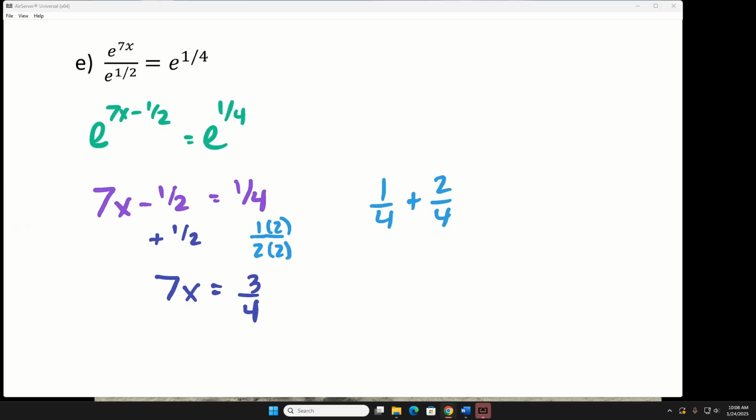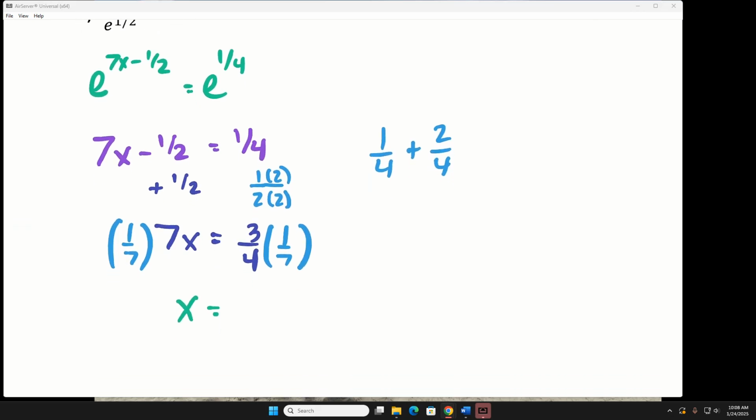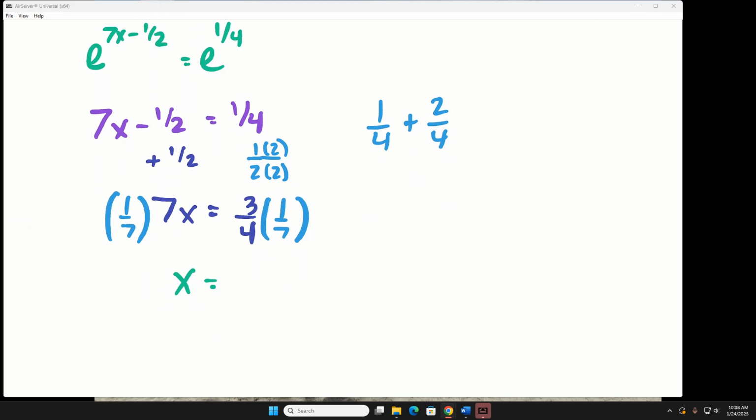Now I need to take this 3/4 and I want to divide it by 7. So when we're thinking about fractions, what can you do with fractions that's the same as dividing by 7? Multiply by the reciprocal. Multiply by 1/7. Okay. Now, how do you multiply fractions? Across, straight across. So someone in my last class said across, like an X. That is not true. You multiply it straight across. So this is 3/28. And that's it. That's what X is.